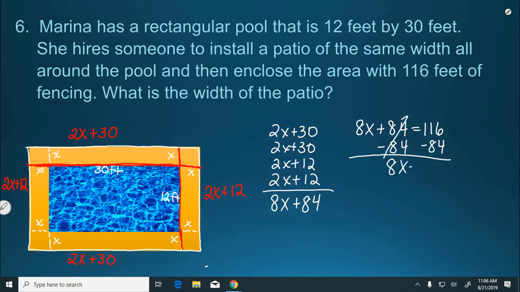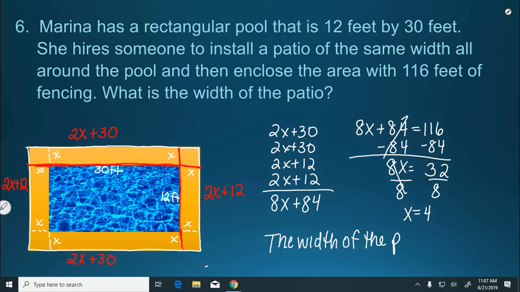So 8x equals 32. Then dividing by 8, and x equals 4. So the width of the patio is 4 feet. Now, if they wanted the width of the fenced area, then I would have to plug that 4 back in. It would be 2 times 4 plus 12, which is 8 plus 12, which is 20 feet.